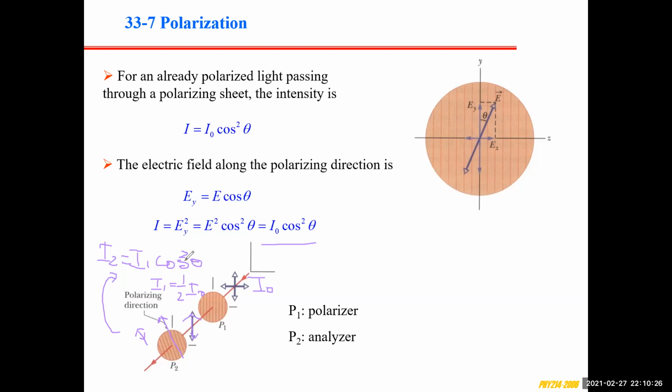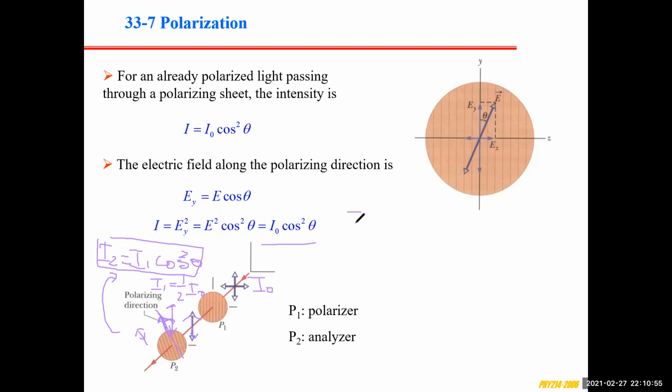And what is that theta? Theta is the angle between the oscillation direction of the incoming light and the polarizing axis. In this case, this is vertical, and this is the polarizing axis of the second polarizer, and the angle here is theta. So the intensity will be I2 equals I1 cosine theta squared.